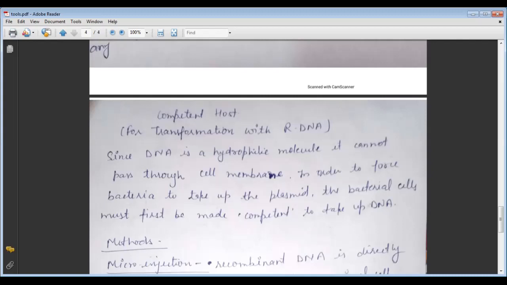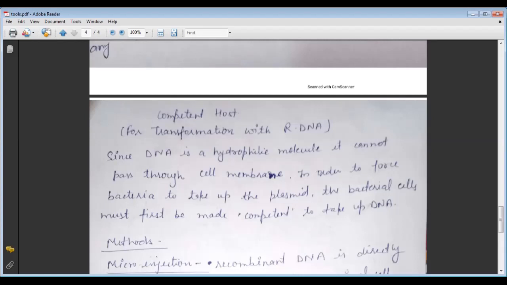Here the cation may be calcium, Ca2+, and there are other methods also. Just like microinjection is one method for making the host competent for transformation with the recombinant DNA, and another method is the gene gun, that is another type of method.